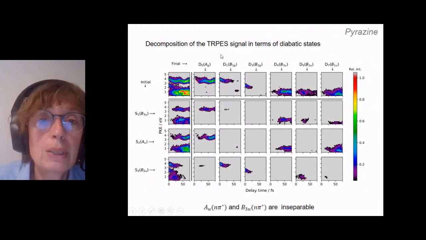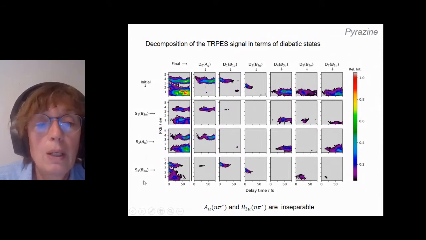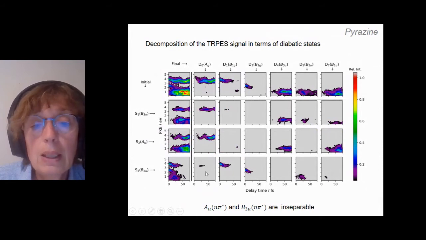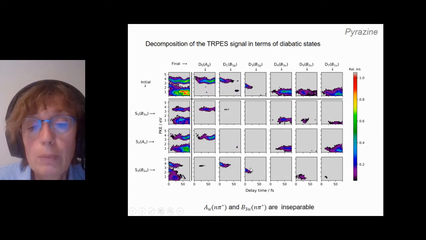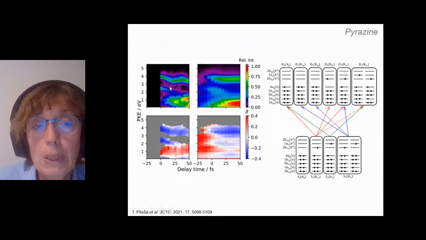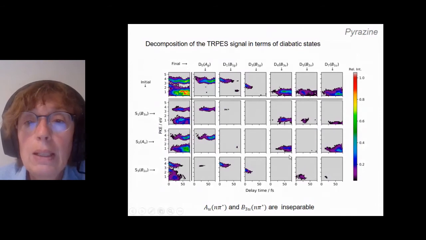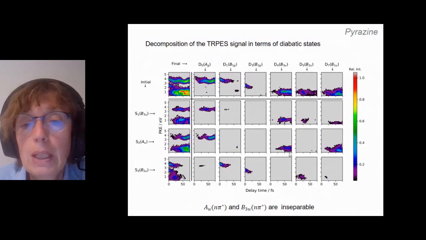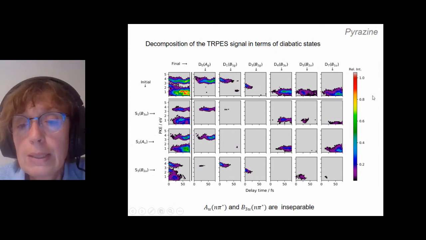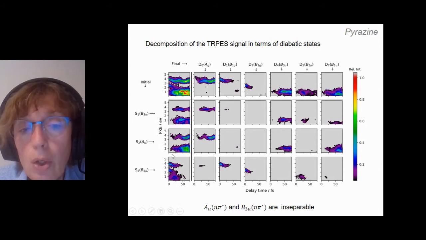We can decompose our signal in terms of diabatic states, where the bright state gives rise to a band at around 3 eV that originates only from this state. This is the band I'm speaking about. And then the A and the B state give rise to two different bands that are overlapping, the high energy band at around 4 eV and the low energy band. I should say that the probe pulse frequency is around 9 eV, and that even though the A and B states correlate with different cationic states, the bands are all close to the threshold.